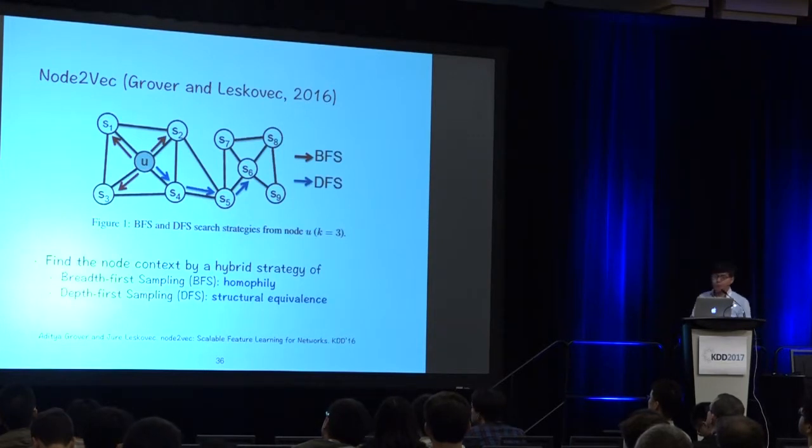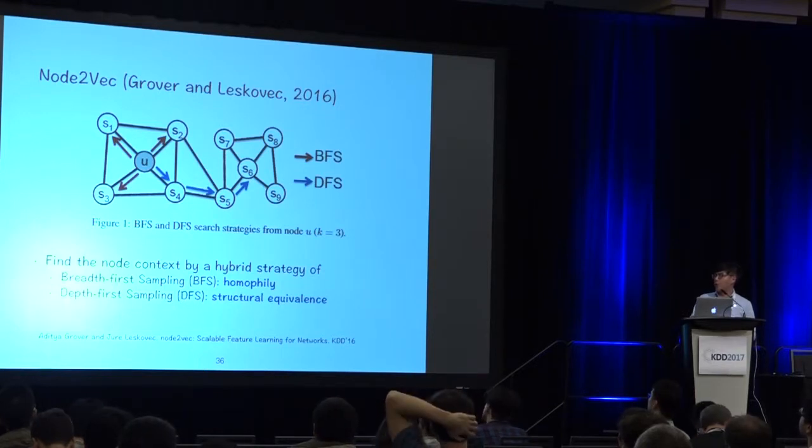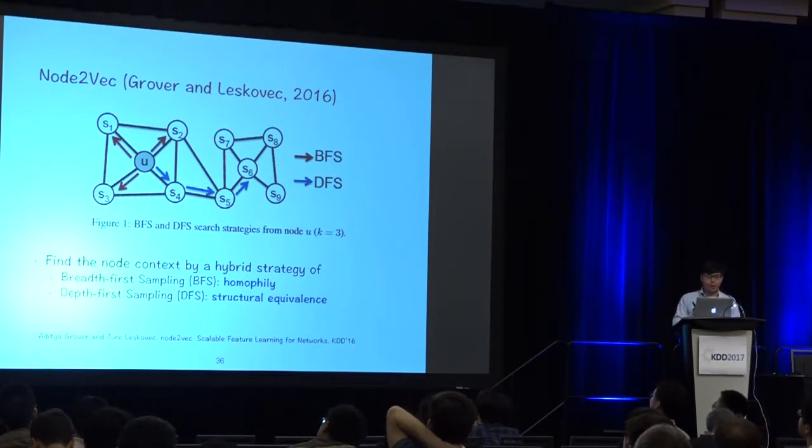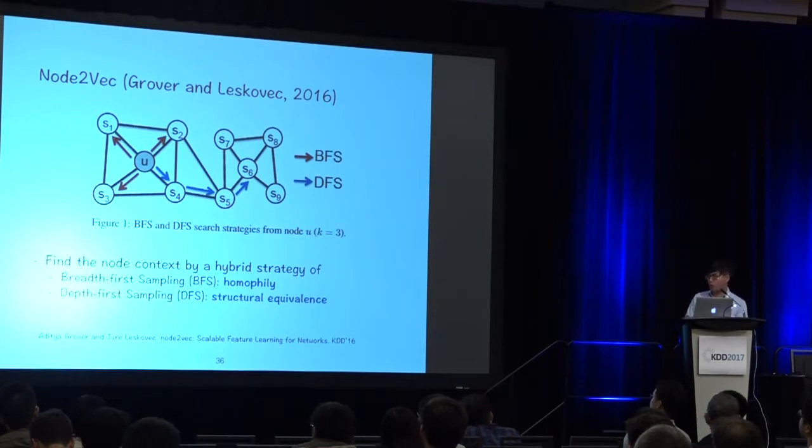So besides LINE and DeepWalk, the third well-known approach for node representation is called node2vec, which was proposed by Grover and Leskovec in 2016. Remember that in LINE, to expand the node context or the neighbors, we use a strategy like breadth first search. And for DeepWalk, because we are generating random walks from every node, we expand the node context in a random way.